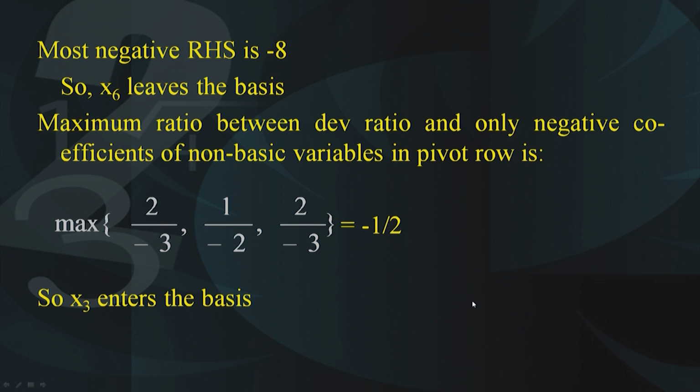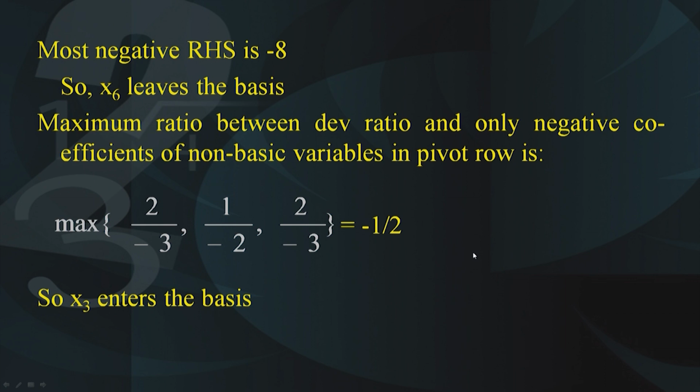Again, the next iteration has to be performed by finding the most negative right hand side, and we find that the most negative right hand side is minus 8. This corresponds to the basic variable x6, and this indicates that the basic variable x6 should leave the basis. We now have to perform the maximum ratio test to determine which variable should enter the basis.